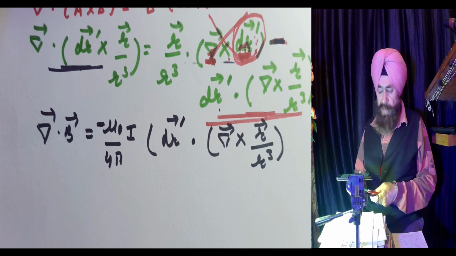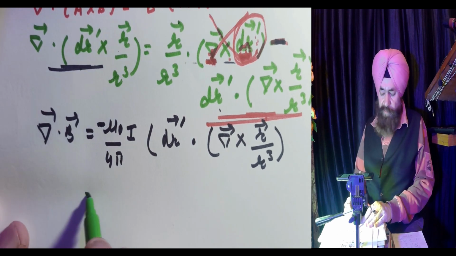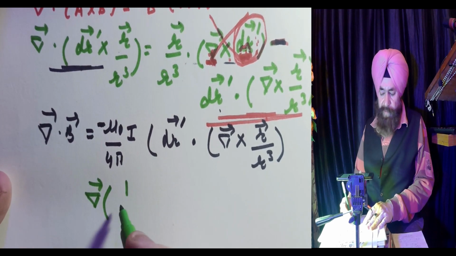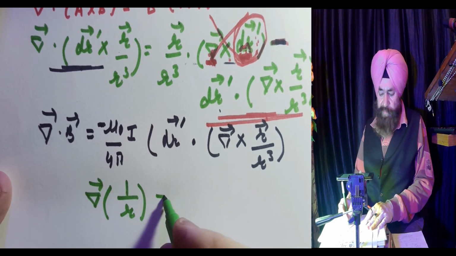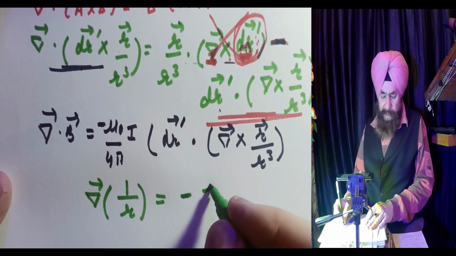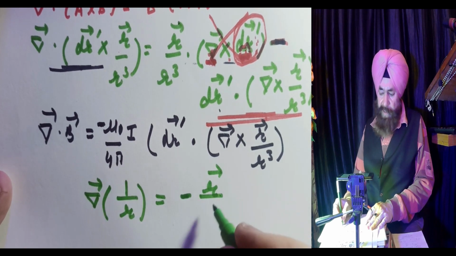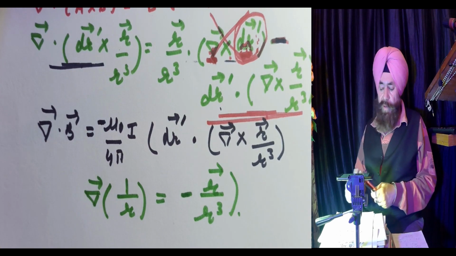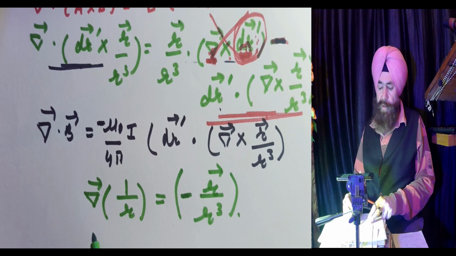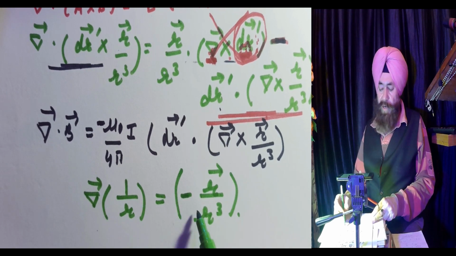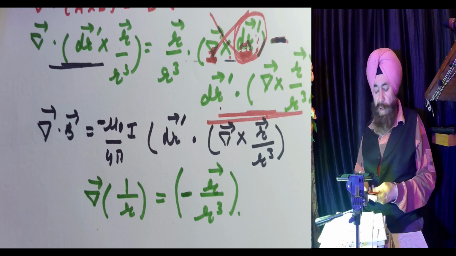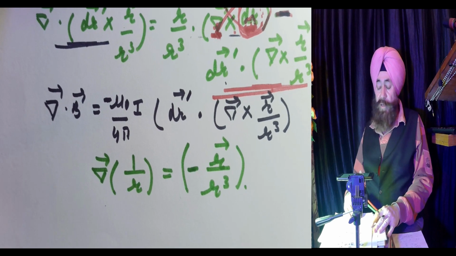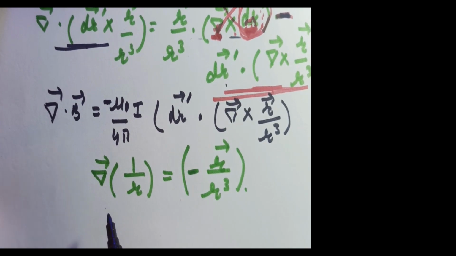Now you can prove very easily. If you don't, then write me in the description box. Del of 1 upon r, it is minus r vector upon r cube. Okay, del vector of 1 over r is minus r vector upon r cube. If you know, then it is good. If you don't, then write me, no problem.